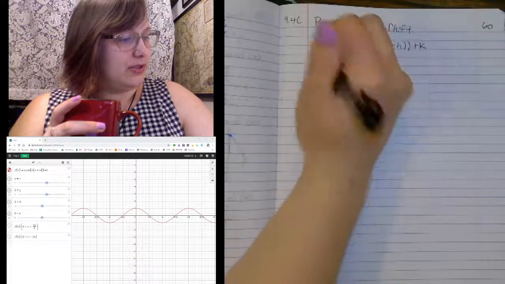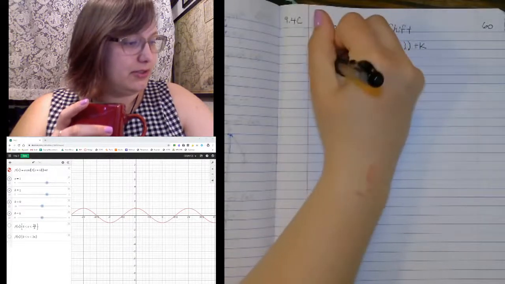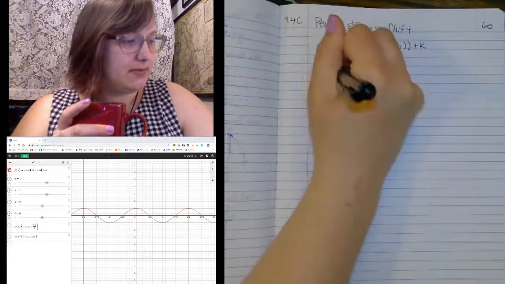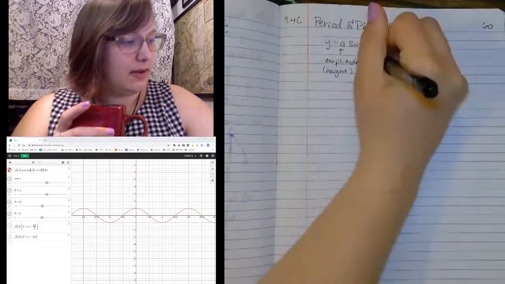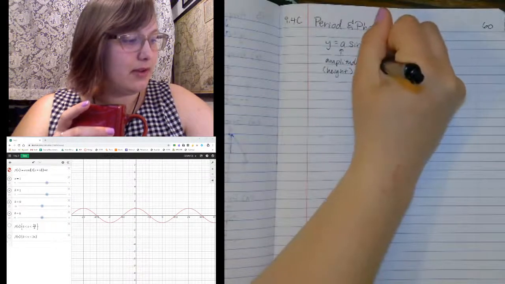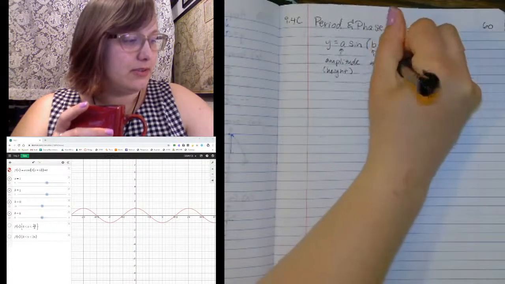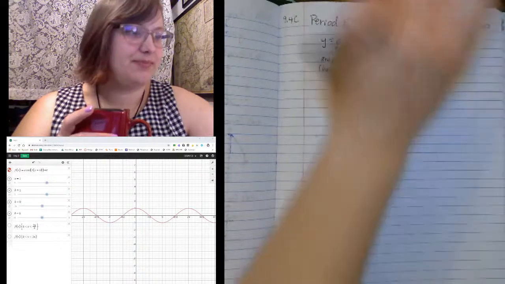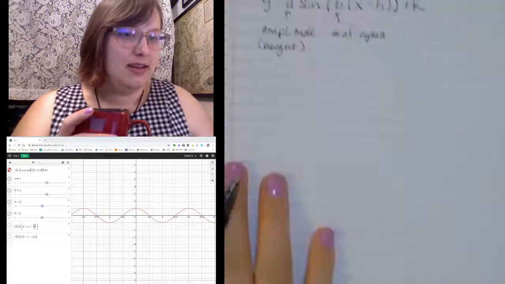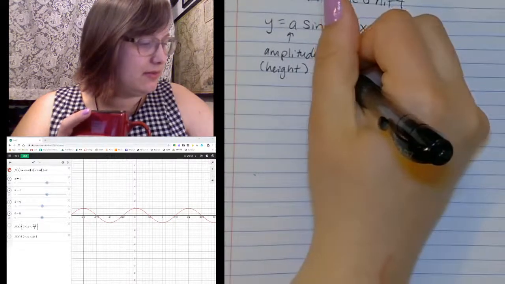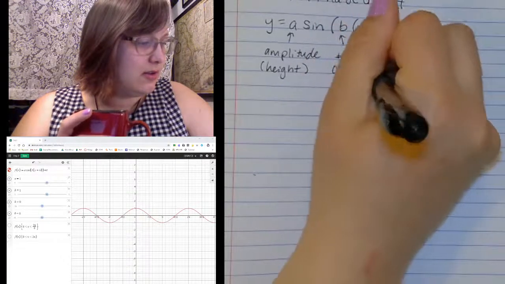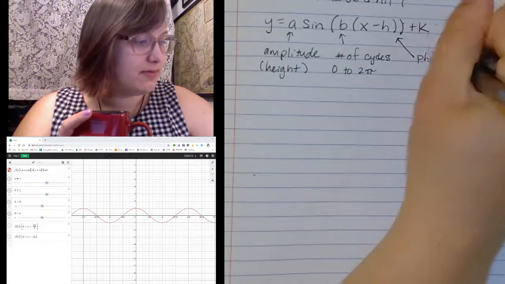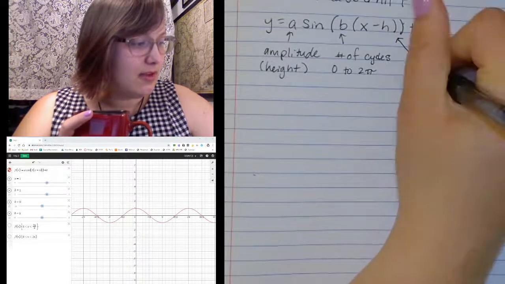Okay, so far what we know is that a is amplitude, which is the height. B is the number of cycles between 0 and 2 pi. H is called a phase shift. And that's left and right.